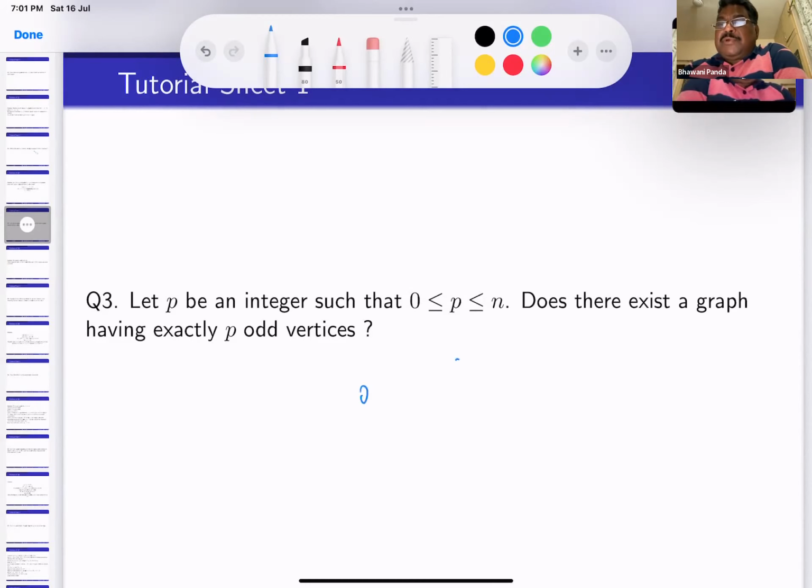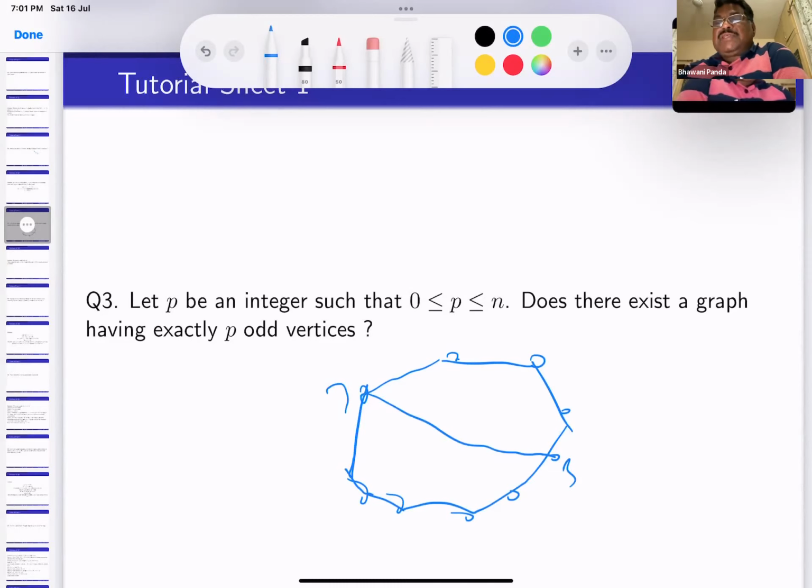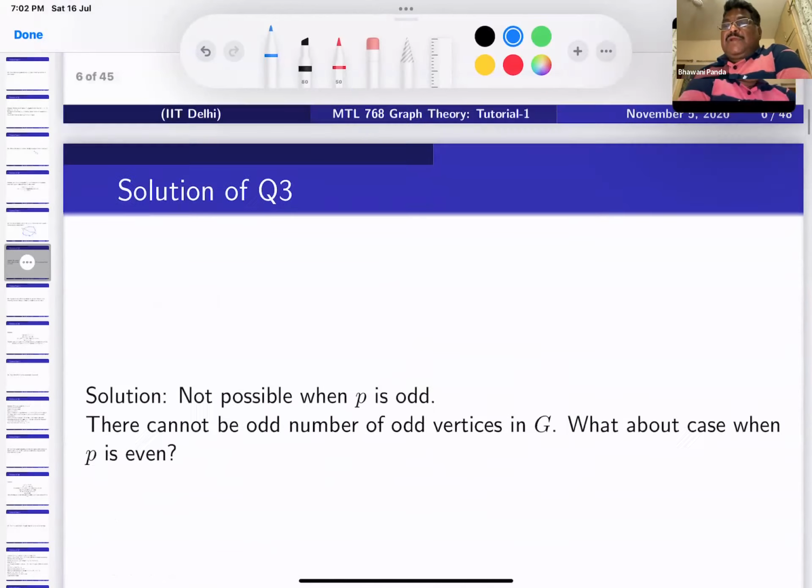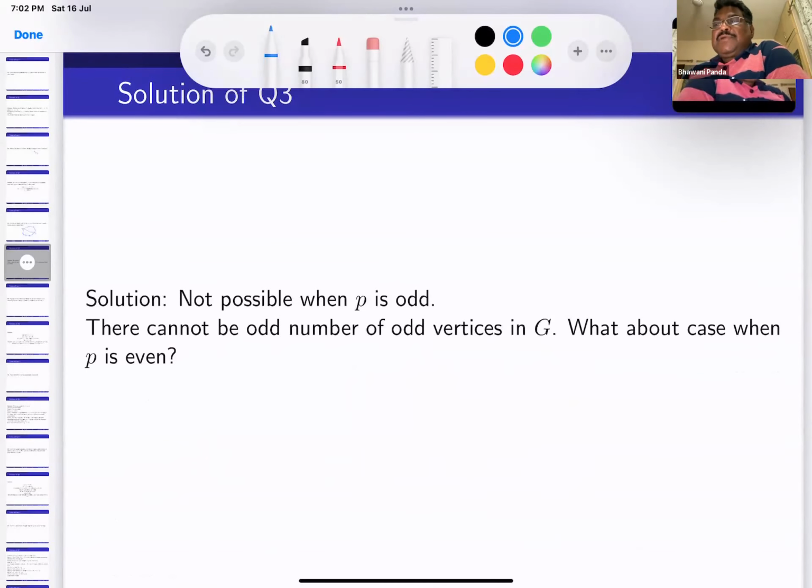So what you can do, for example, I can have a cycle. So this is basically a cycle with exactly 2 vertices of odd degree. So this is 3, this is 3 and the others are 2. So you have to construct given these values. When P is odd, you cannot have other cases. There cannot be an odd number of odd degree vertices. So what about cases when P is even? When P is even, you have to construct basically.